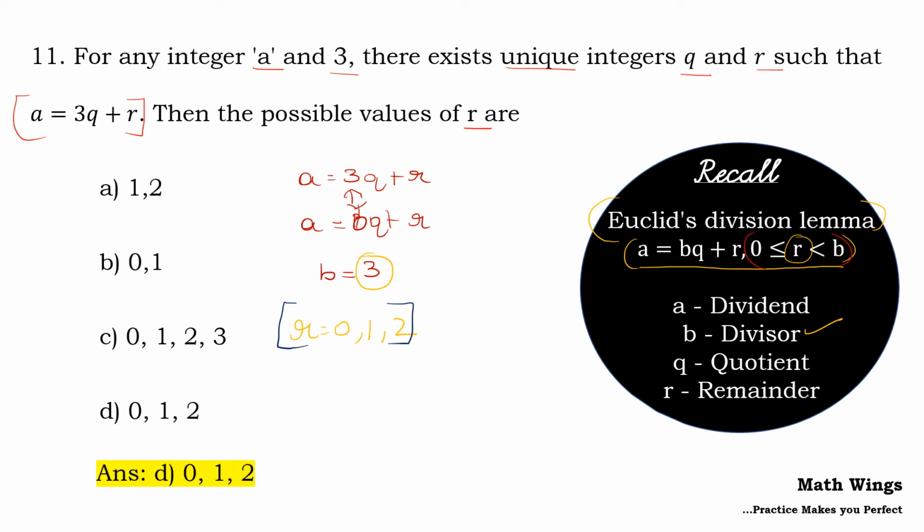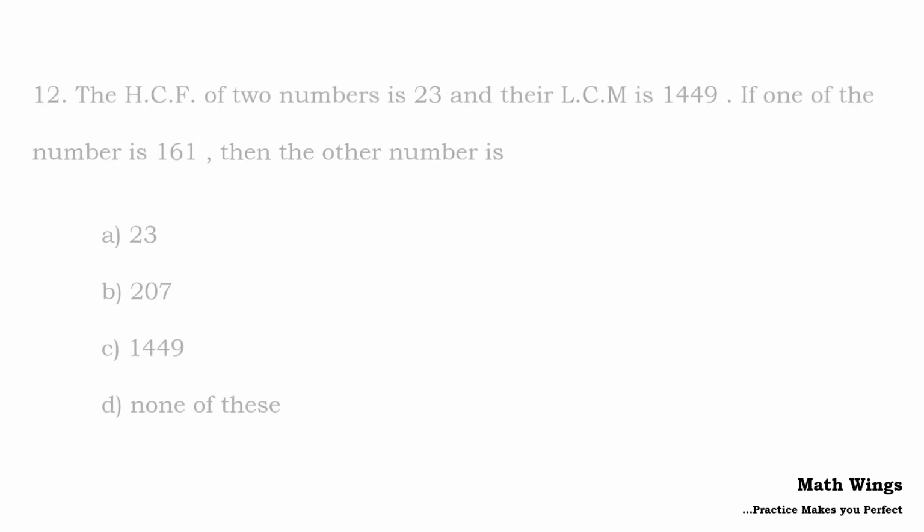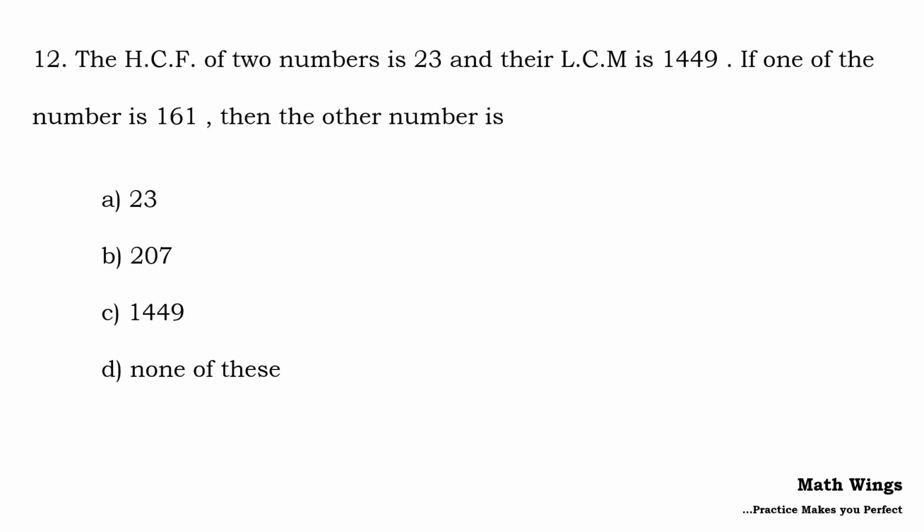So let us move on to the next question. The HCF of two numbers is 23 and their LCM is 1449. If one of the numbers is given to us as 161, we have to find the other number. To answer this question, let us recall the concept we had learned about HCF and LCM of two numbers.